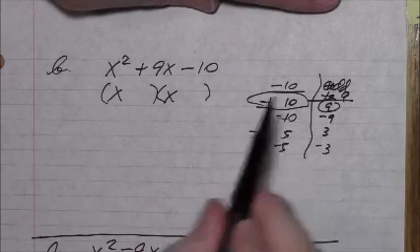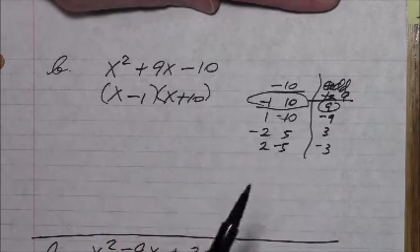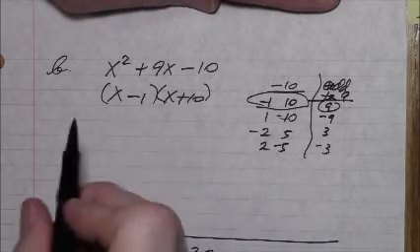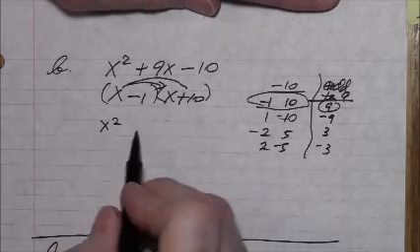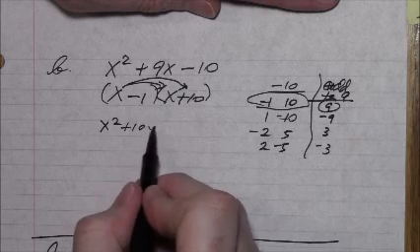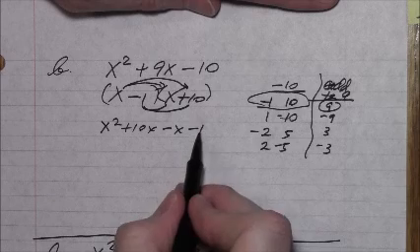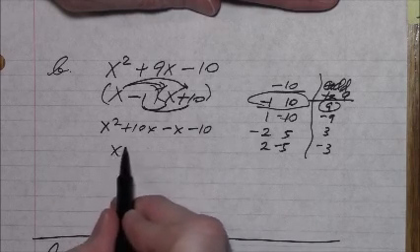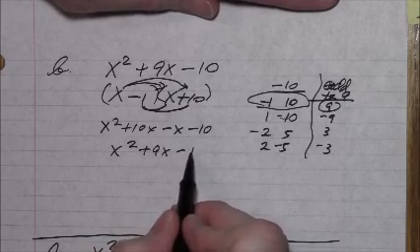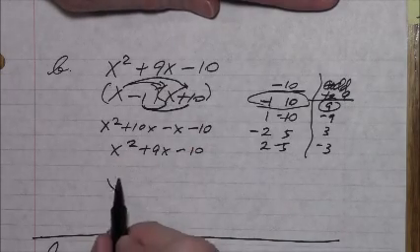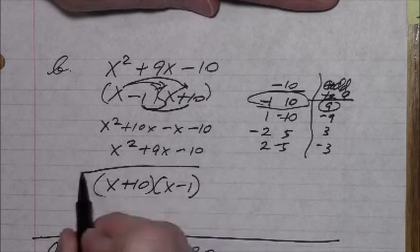But a negative times a positive will make a negative number. So I can do x minus 1 and x plus 10. Now, having done that, I'm going to check it. I'm going to check it by doing x times x makes x squared. X times 10 is plus 10x. Minus 1 times x is negative x, and minus 1 times 10 is negative 10. Combining the like terms gives me x squared plus 9x minus 10, and that is it. So that means the correct answer is indeed x plus 10 and x minus 1.